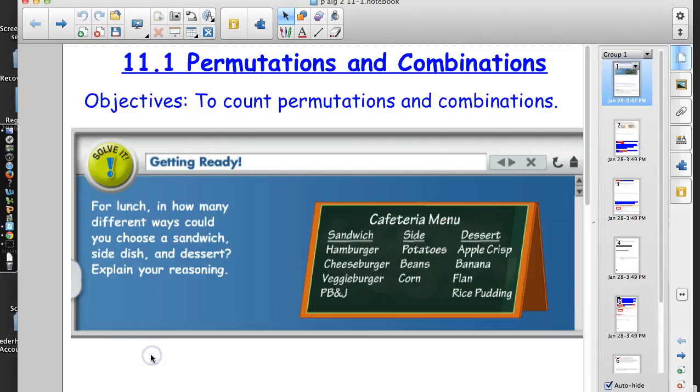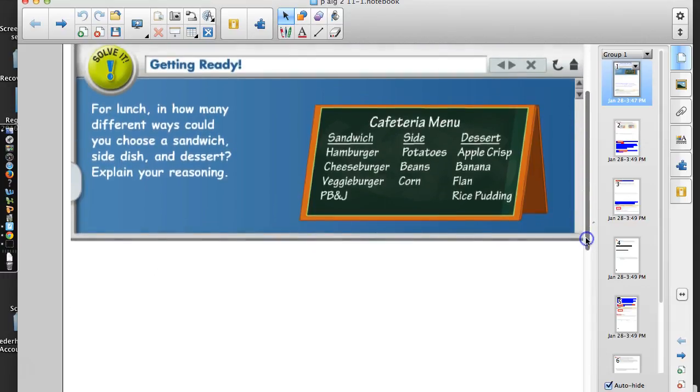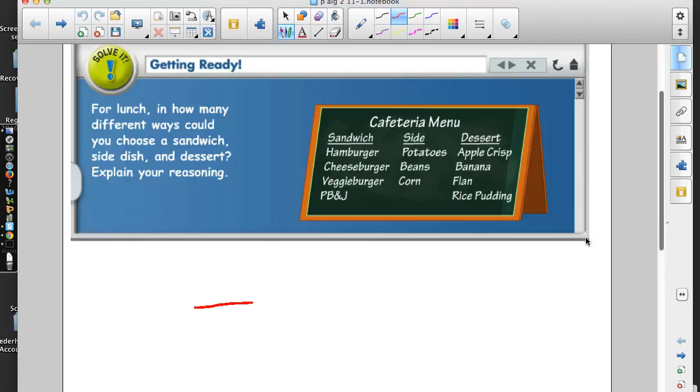So the getting ready is pretty basic. It says, for lunch, in how many different ways could you choose? And we see a cafeteria menu here. You're going to have a sandwich, you're going to have a side dish, and you're going to have a dessert. So I always think of this in terms of slots. You grab a lunch tray and you go up there, and it's a lot like the lunch that you guys have, the government-sponsored one. If you don't take all the stuff, then you get charged a la carte instead of getting charged the meal price. So we need a sandwich, we need a side dish, and we need a dessert.